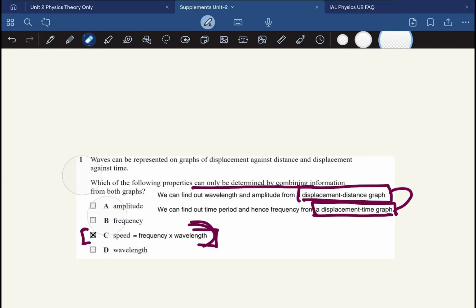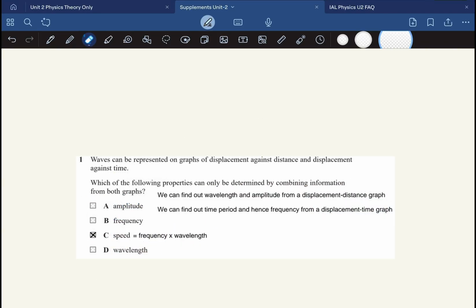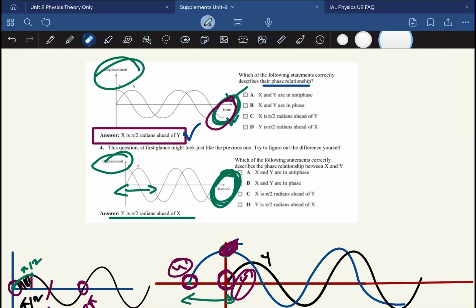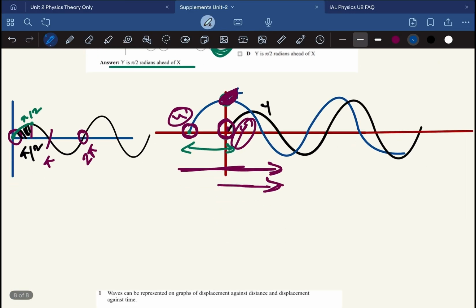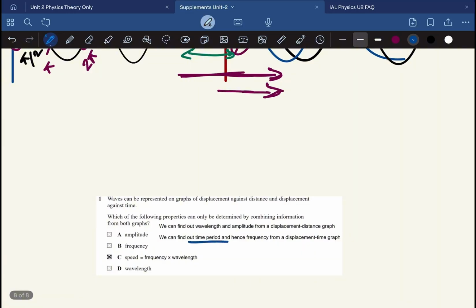So from all of these things, two things we have understood. If the graph is a displacement-time graph, then we will compare vertically, and this graph will help us figure out the time period and frequency. The easiest way to remember is that in a displacement-time graph, the x-axis is time, so the time will help us figure out the time period.